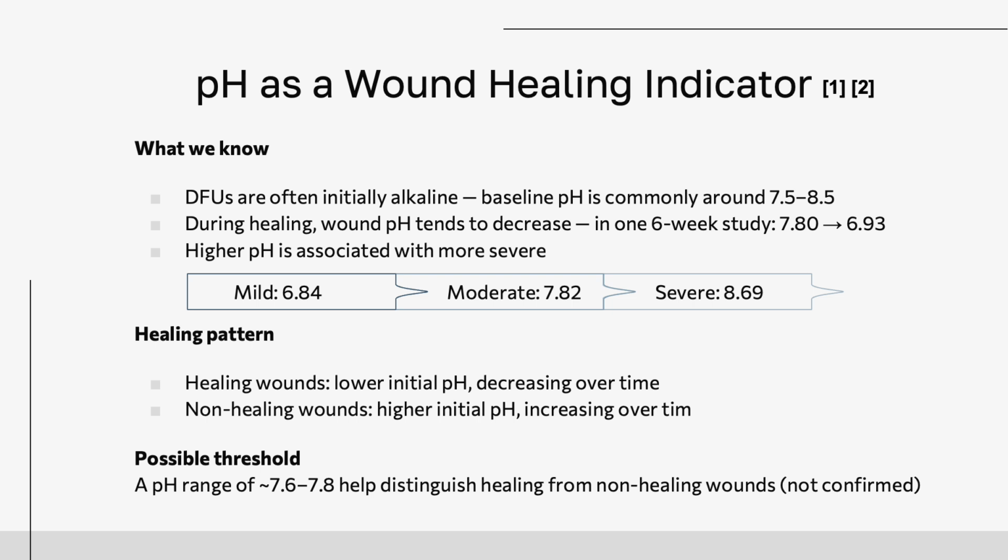There's also a clear link between pH and severity. Mild ulcers have an average pH of about 6.8, moderate ones around 7.8, and severe ulcers reach as high as 8.7. A tentative threshold around 7.6 to 7.8 might distinguish healing from non-healing. Though still being studied, pH is a real-time chemical window into wound status.